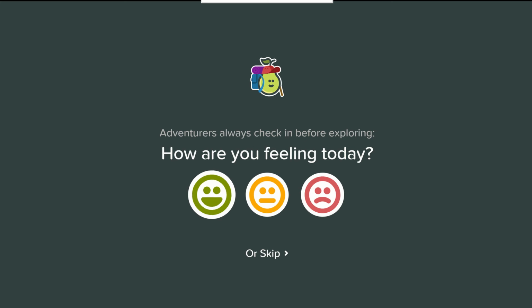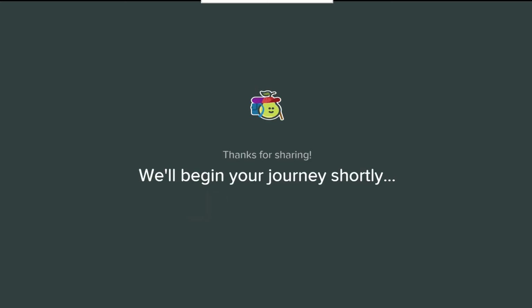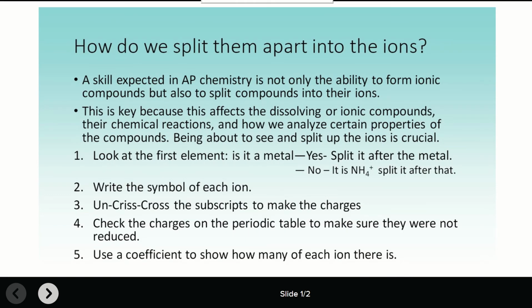Hi guys, we are going to take a look at splitting up ions from ionic compounds. You're going to watch this video, and then on the slides that follow you'll get some practice with this. I'm going to show you some examples and we will go from there. So how do we split ionic compounds apart into their ions?